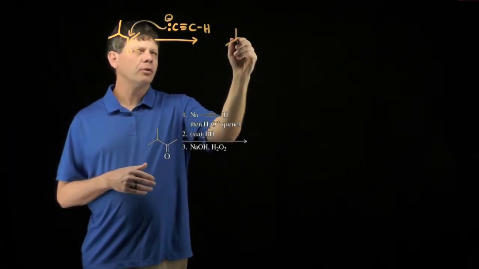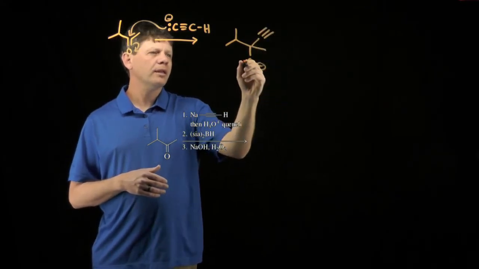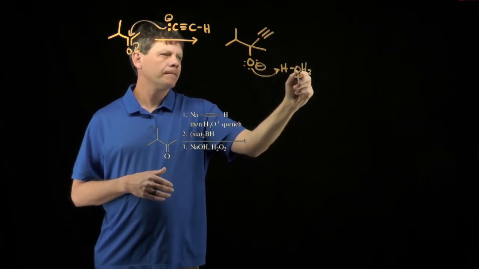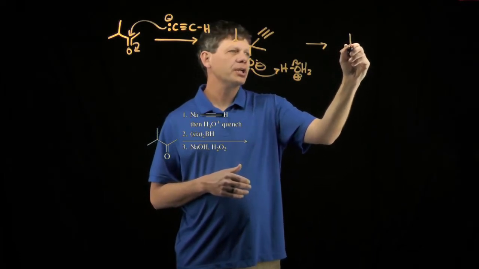That results in the formation of an alkoxide that we can then quench in an acid quench step. That will complete the synthesis of a tertiary alcohol.